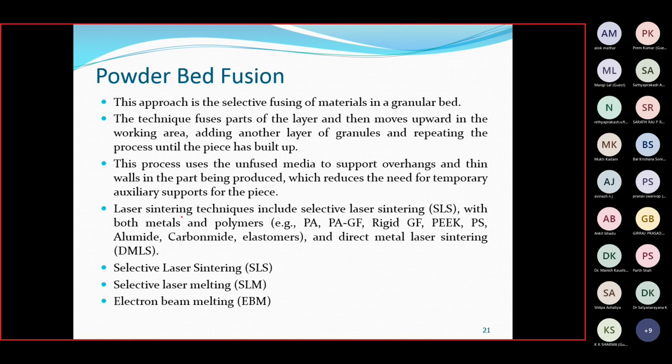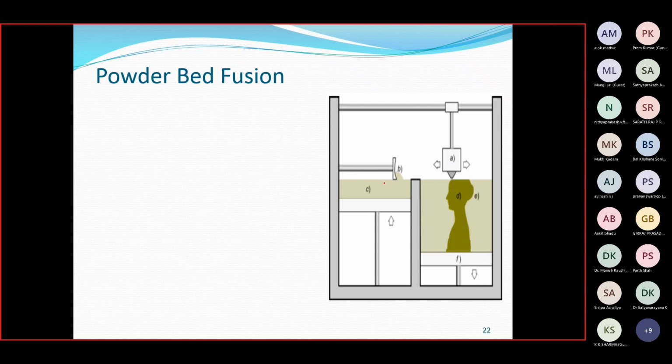Okay, so laser sintering techniques include selective laser sintering with both metals and polymers. That many metals and polymers you can use, such as polyamide and elastomer. With the help of laser sintering, you can combine their particles or powders and then create your objects. But in some cases you will need an electron beam to melt down that powder and combine it at a particular point. So that is a different way, and that's why these three techniques are different from each other, but they all use the very same printing way.